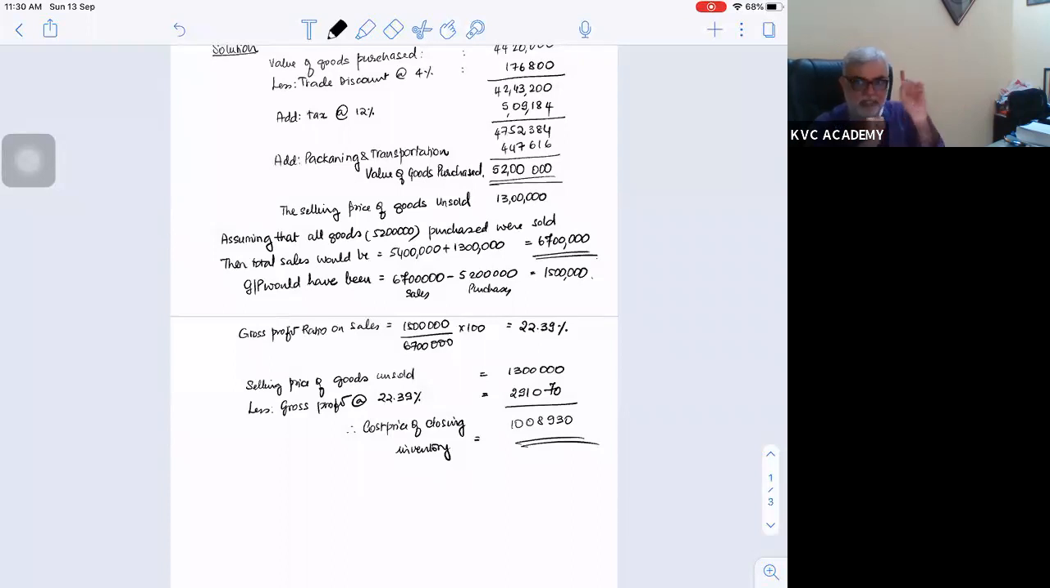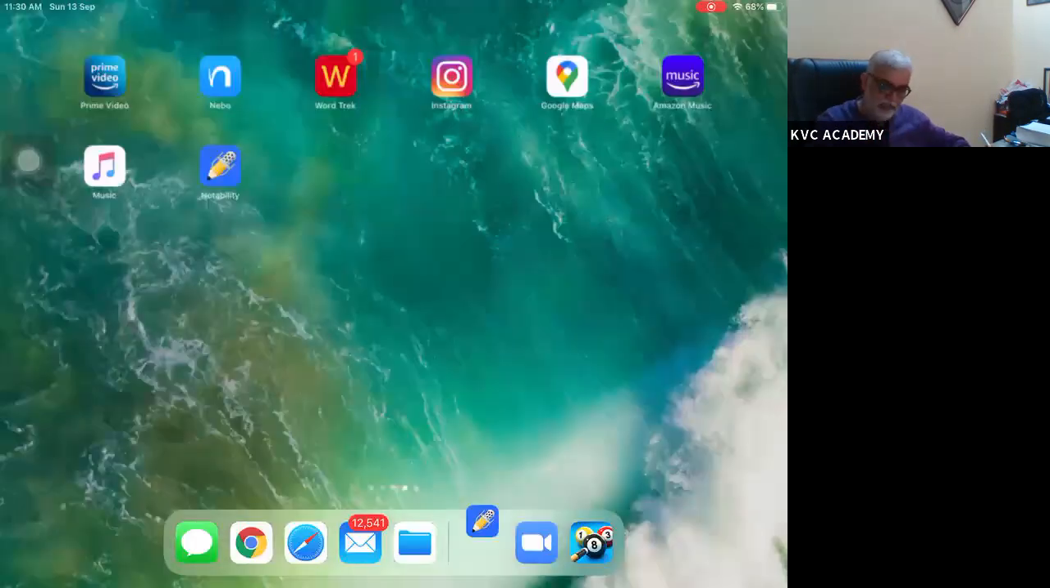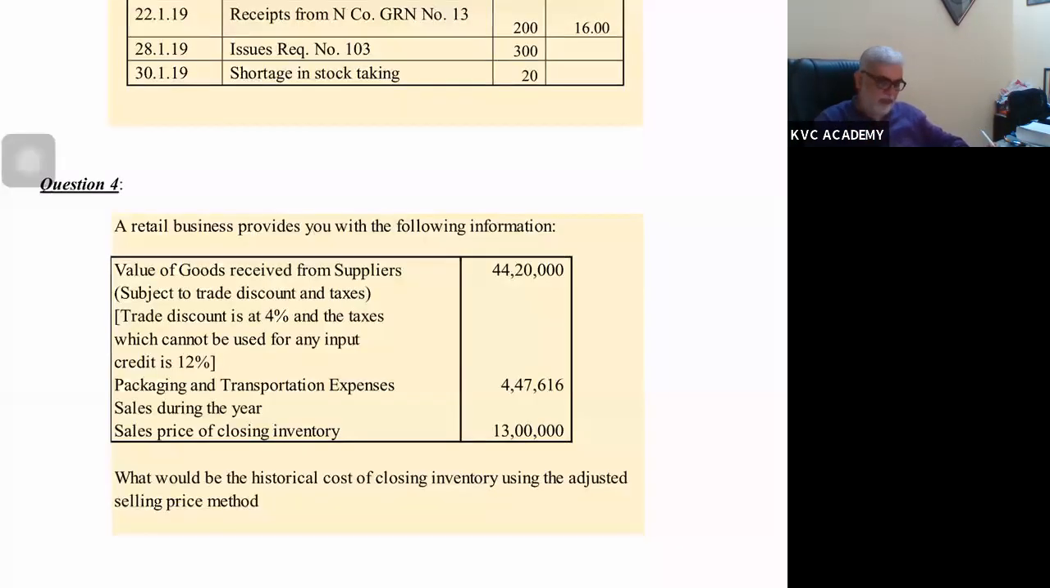Okay, there is one example in the study material which is identical, only changes the numbers. You must try that. Okay. Any doubts, anybody? I'll go ahead to the fifth question now.